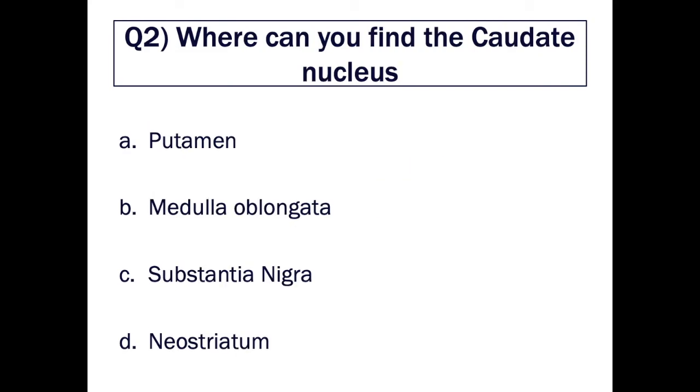Question 2. Where in the brain can you find the caudate nucleus? And the answer is in the neostriatum, which is in the basal ganglia.